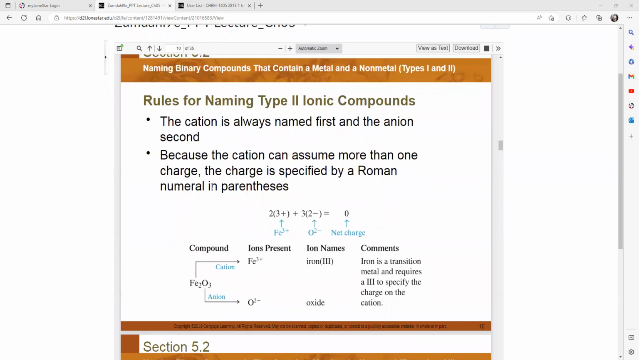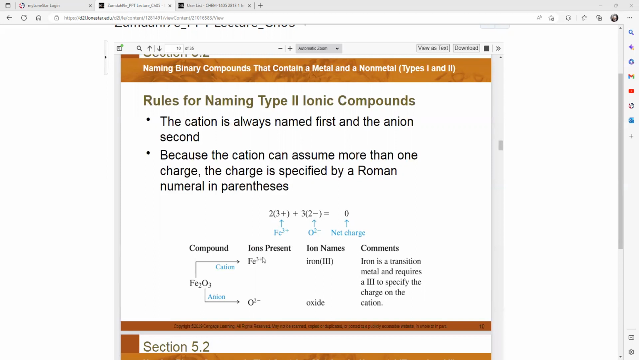Then, what are you going to do in order to name a compound from the type 2 ionic compounds? First, you name the cation using the Roman numeral corresponding to the charge of the cation. Then you say, for example, iron 3, and then the anion is, in this case, the oxide. Then the name of this compound is iron(III) oxide. Look at this.